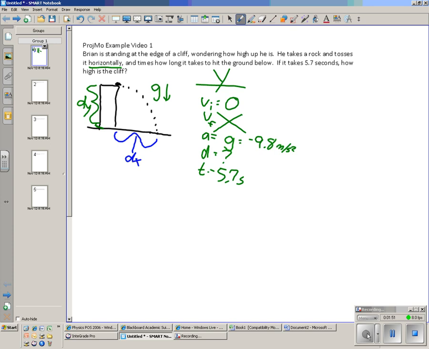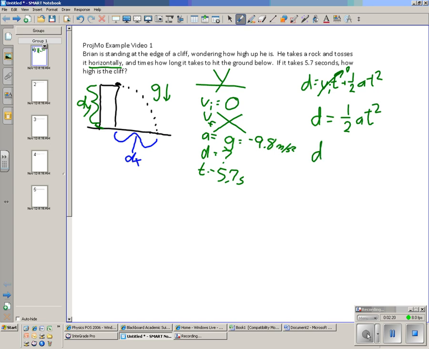So using the big 5, d equals VIT plus 1/2 AT squared. Initial velocity is 0, so that goes away. And it's already solved for me. D equals 1/2 AT squared. As you can see, this is just like the big 5 acceleration problems due to gravity that we had done before. So should be nice and easy for us.